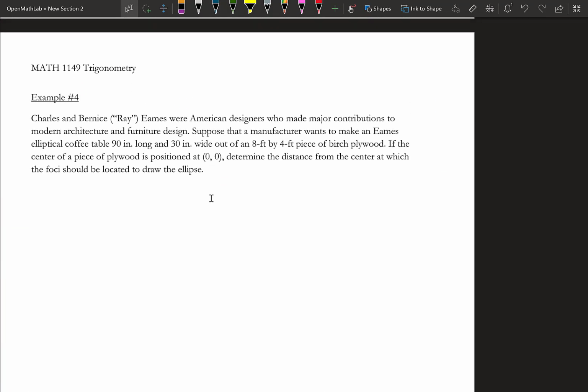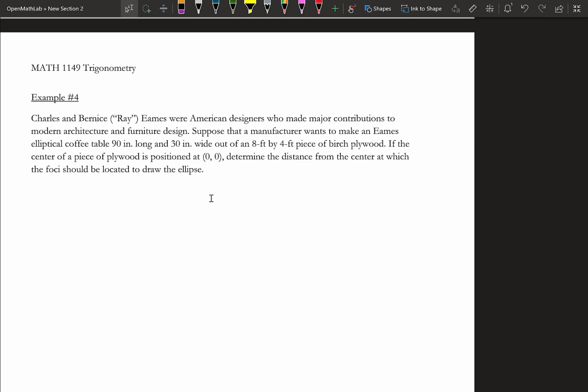And then another application, example 4. Charles and Bernice, who goes by Ray, Eames were American designers who made major contributions to modern architecture and furniture design. So I'm supposing those are famous designers. Suppose that a manufacturer wants to make an Eames elliptical coffee table, which is 90 inches long and 30 inches wide, out of an 8-foot by 4-foot piece of birch plywood. If the center of the piece of plywood is positioned at (0, 0), determine the distance from the center at which the foci should be located to draw the ellipse.